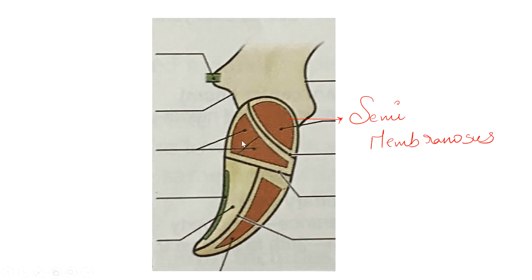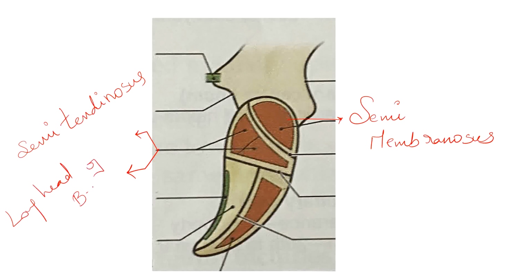From inferomedial surface we can see two muscles take origin. So one muscle is semitendinosus, the other muscle is long head of biceps femoris. This lower triangular part is divided by vertical ridge into lateral and medial part.